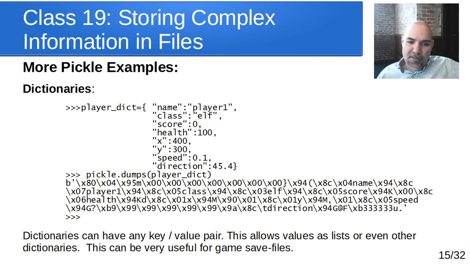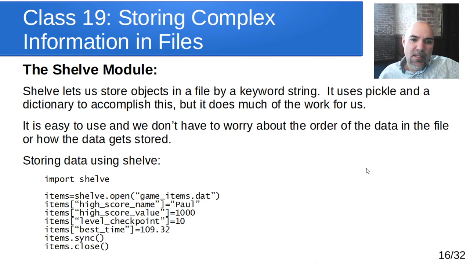And note that the dictionaries can have any key value pair. And that allows the values in here to even be lists. So you could have inventory and then have a list over here. Or you could have achievements and then a list of those achievements here, and it could pickle all of those. It'll handle that on its own.